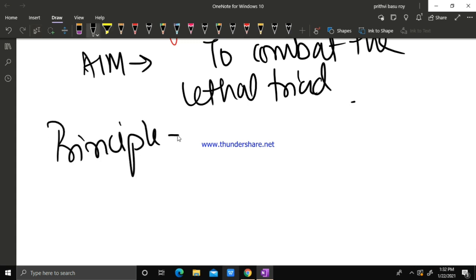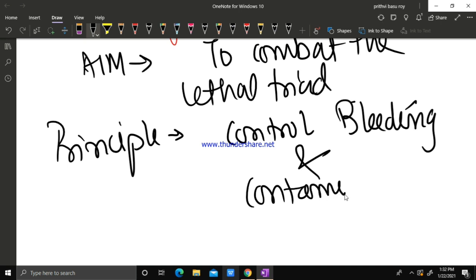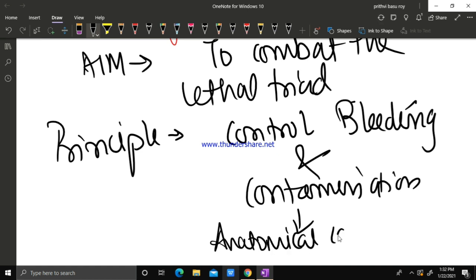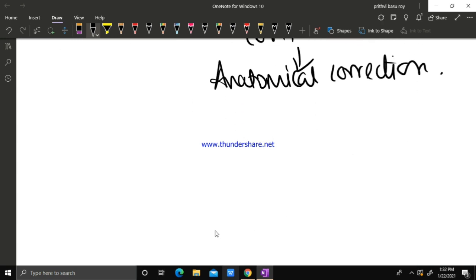Every surgery has to have a principle. What is the principle? You need to control the bleeding, and then you need to control the contamination, and then you need to go for an anatomical correction. Because even if you control it momentarily, if the anatomy is not corrected, ultimately again there will be bleeding. So you have to correct the anatomy.